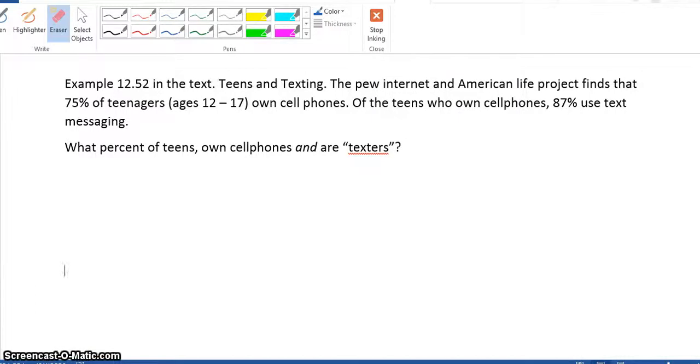Hello class, this is an example of how to use a tree diagram to solve a probability problem. This example corresponds with 12.52 in your textbook. It's about teens and texting.